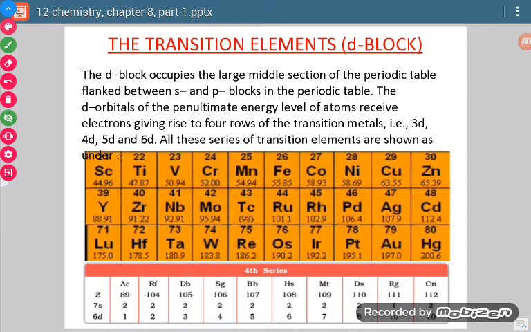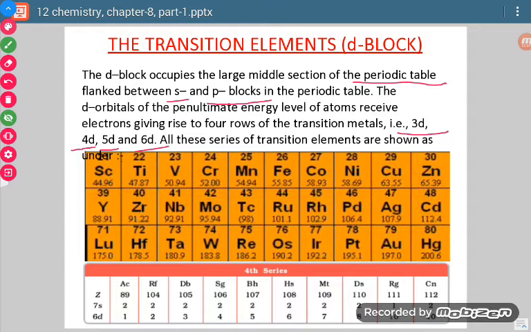Now see, where is D block in our periodic table? D block is between S and P blocks of the periodic table. Now how many series are there in D block elements? In D block there are 4 series: 3D series, 4D series, 5D series and 6D series.